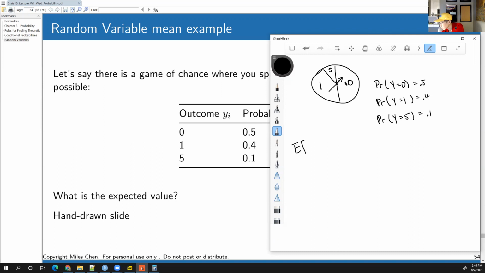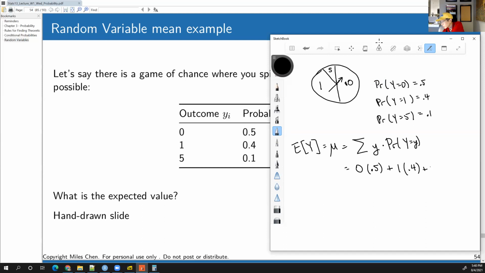The expected value, mu, is the sum of each outcome multiplied by the probability that Y takes on that particular outcome. So we say, okay, the first possible outcome is 0, and what's the probability I get 0? We're going to multiply that by the probability of getting 0, which is 0.5. And then we say, okay, what's the next outcome I could get? Well, the next outcome I could get is 1. And what's the probability I get 1?